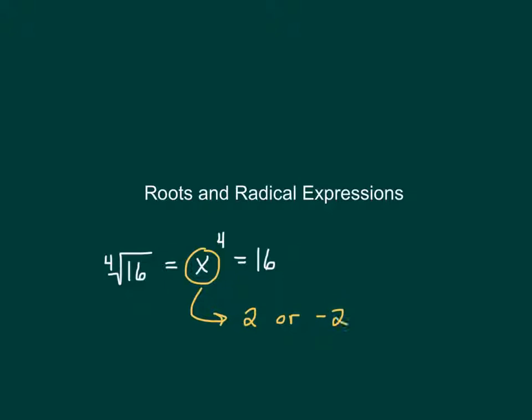So this is what, chapter 6? This is section 6.1, roots and radical expressions. A radical is this symbol right here. But we can also deal with something like the fourth root. And I could ask for the fourth root of 16. What this means is I am asking what number raised to the fourth power gives me 16. That number could be 2 or it could be negative 2.